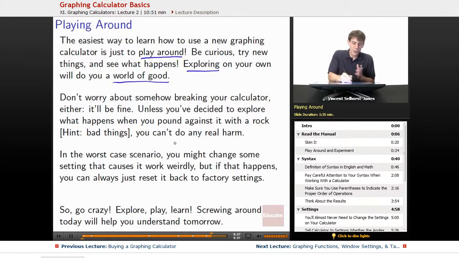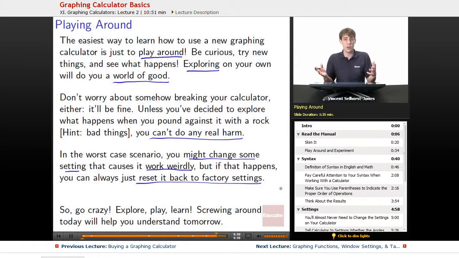bad things. You can't do any real harm to a graphing calculator by just playing with it. In the worst case scenario, the absolute worst possible thing that could happen is you might change some setting that causes it to work weirdly, and you can't quite get it to work in a normal way. But if that happens, just reset the thing and put it back to factory settings, right?